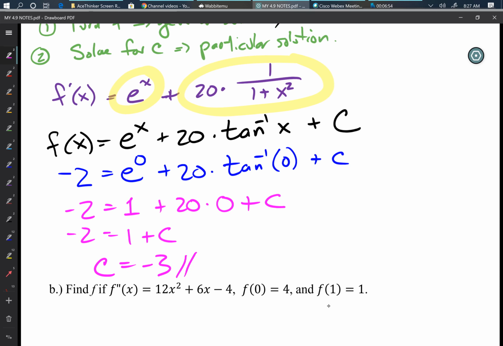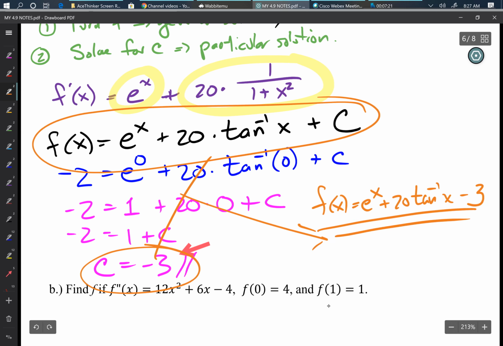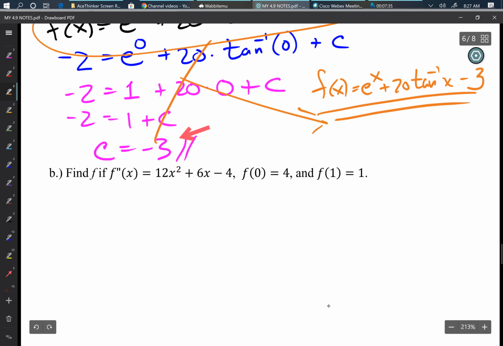Okay? And then I'm going to wrap it up and make it look pretty, because solving for c here is part of the process, but it is not the final solution. So I'm going to grab this, I'm going to grab this, I'm going to put them together and say that the final solution is that the function f of x would be e to the x plus 20 arctangent of x minus 3. And there is my particular solution to the first order differential equation problem that we were just given. Okay? Finding an antiderivative, solving the general solution for a particular solution. Okay? All right, let's take a look at this one.